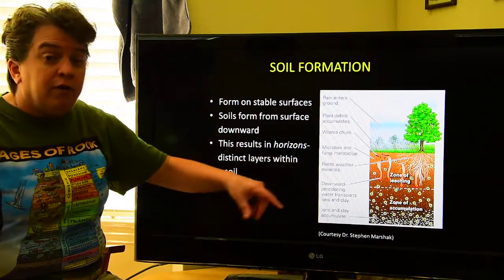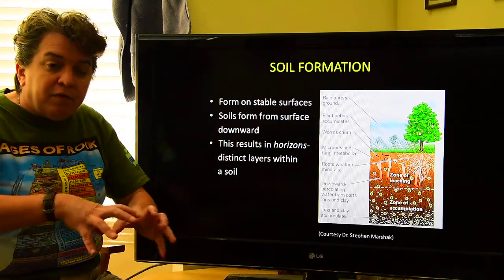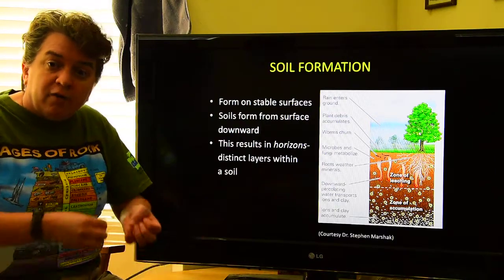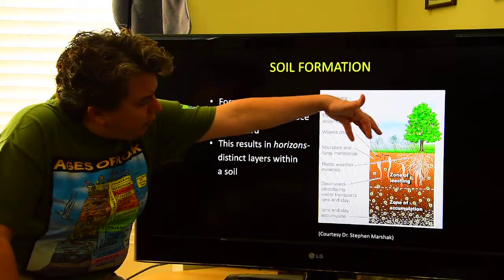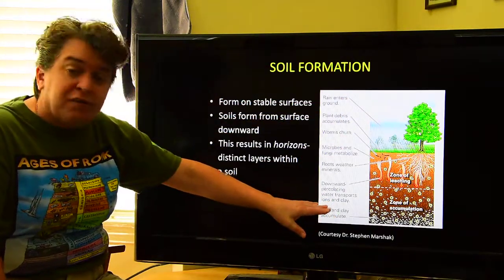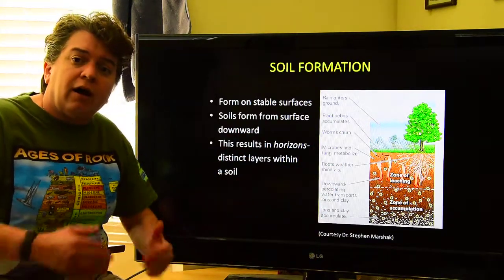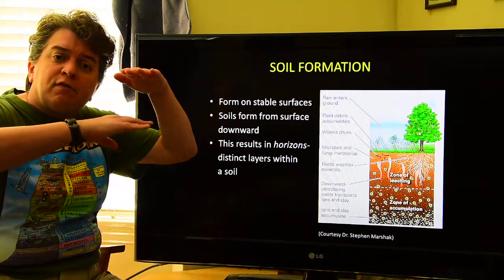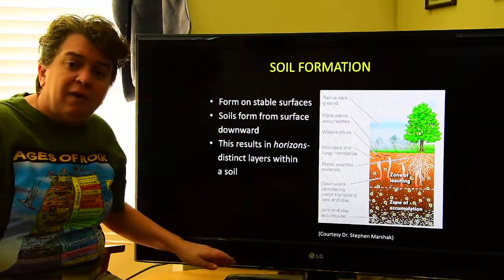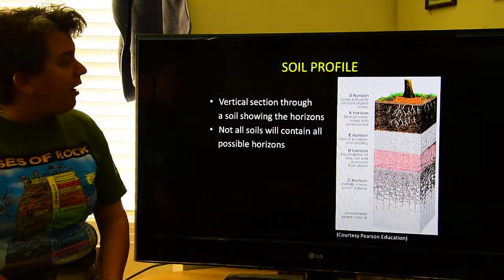You have the roots of the trees and other plants. Some of them will break minerals apart. Some of them will actually create acids and things. And this downward traveling water picks up some material and carries it deeper into the ground. So as all of these processes act, you start getting very distinctive layers developing in your soil. You get these distinctive horizons.